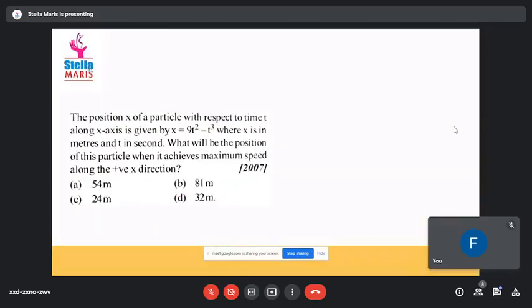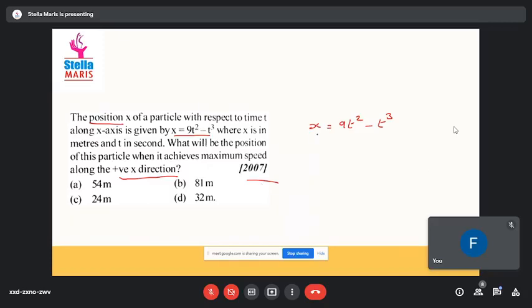So what about this question? They have said the position x of a particle, with respect to time along the x-axis, is given by x equals 9t squared minus t cubed, where x is in meters and t in seconds. What will be the position of this particle when it achieves maximum speed along positive x direction? It is asked in 2007 and it's a good question actually. So do you understand this question?